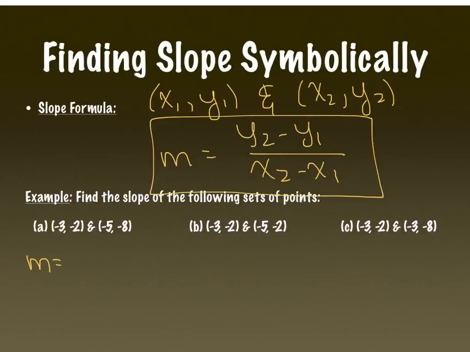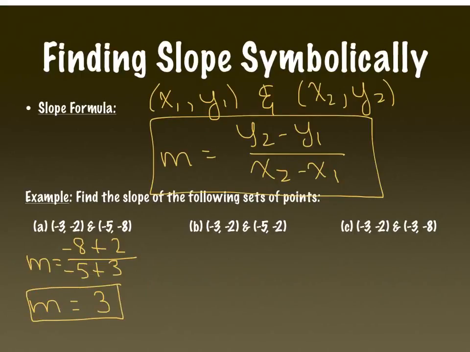For example A, I have negative 8 minus a negative 2 divided by negative 5 minus a negative 3. Negative 8 minus negative 2 is negative 6, divided by negative 2. Our slope is a positive 3 when we reduce the fraction. Example B, we have negative 2 minus a negative 2 divided by negative 5 minus a negative 3. Negative 2 plus 2 is 0, divided by a negative 2. My slope is 0.